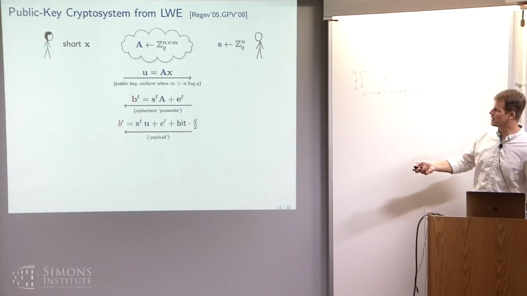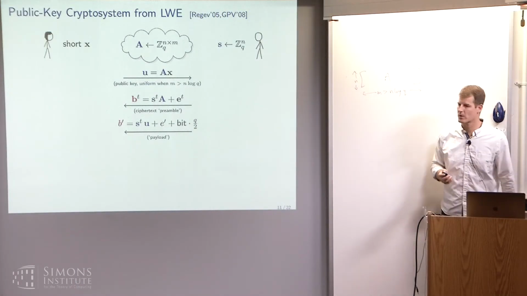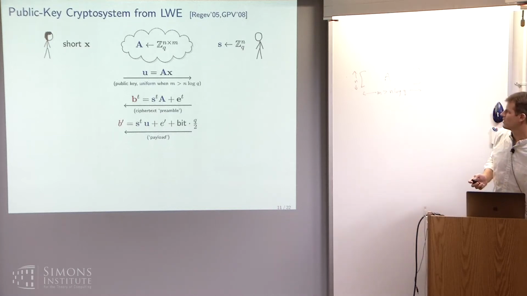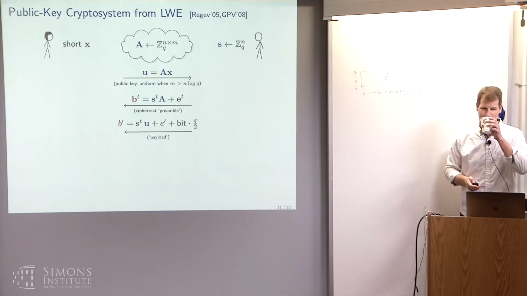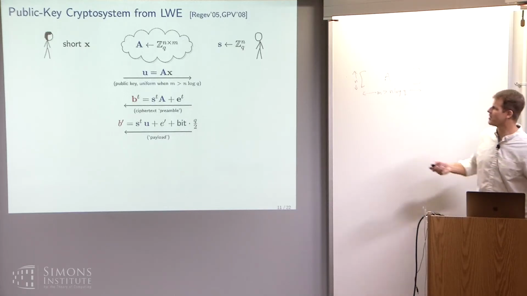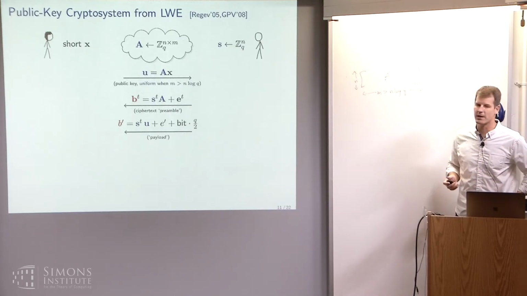And he sends both of these things to Alice. Now, how does Alice decrypt? Anybody see it? I'll leave it as an exercise. All right, so Alice has to use her short secret key to decrypt here. What can we do?